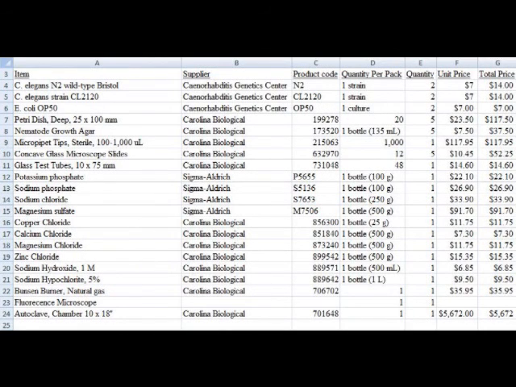Most of the materials used in this study are easily available and can be purchased through Carolina Biological or Sigma Aldrich. C. elegans and E. coli OP50 can be purchased from the CGC.